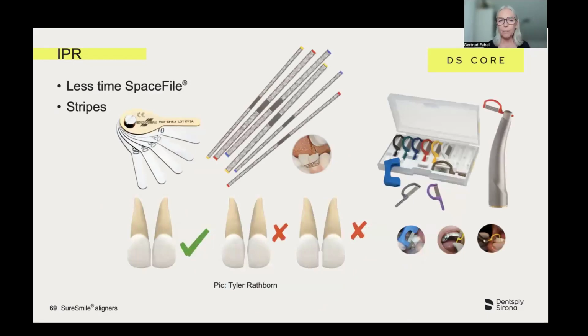This is my equipment that I use for interdental, for IPR. My favorite is the strips, to be honest. I use some of the space files, but more or less I do a lot with the strips, and I can measure the amount of my IPR with the gauge. So those are my instruments. Of course, we have to take care not to make any steps, but to have a very smooth interproximal contact.